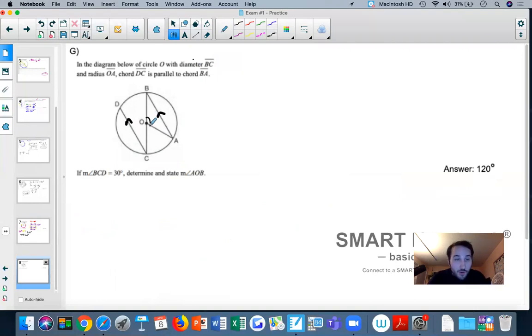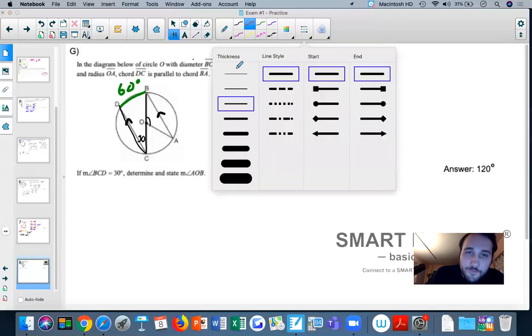If you don't know, let me fill everything in, 30. If you don't know, just use what's given. The only number that they give us is 30. So we got to do something with 30. 30 represents this angle, which happens to be an inscribed angle. The angle is half the arc. So the opposite is the arc is double the angle. So that means DB is 60 degrees.